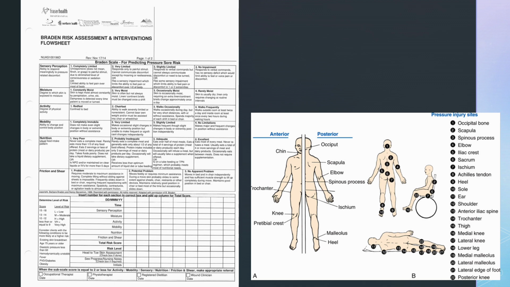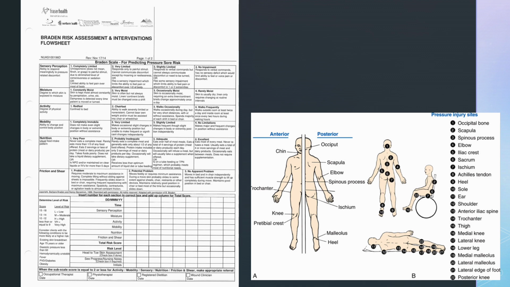On the left is the Braden scale, and like I had mentioned in the previous slide, this looks at things like sensory perception, moisture, activity, mobility, nutrition, and friction and shear. So what we do is we assess our patient in each of these categories and we scale them numerically based on the scale on the sheet, and then we tally it up and make a score.